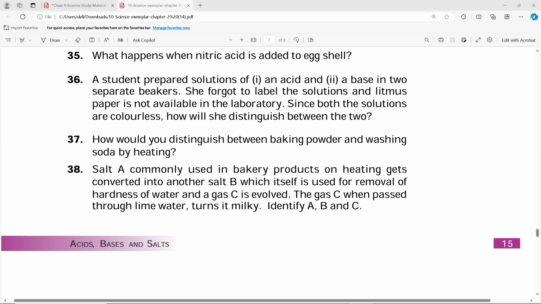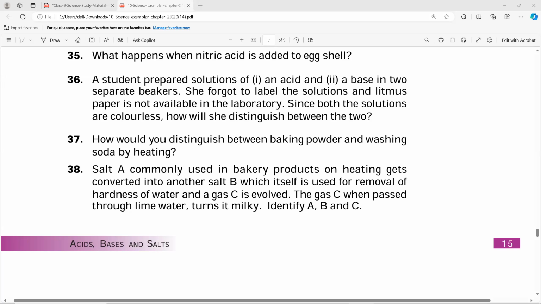Done? Noted, yes or no? What's the answer? When both are heated, baking soda produces CO2, but washing soda does not. Okay, washing soda does not. Good. Mariam, you noted? What's the answer? Sodium hydrogen carbonate, when heated, gives CO2 gas, which will turn lime water milky, whereas no such gas is evolved when sodium carbonate is heated.